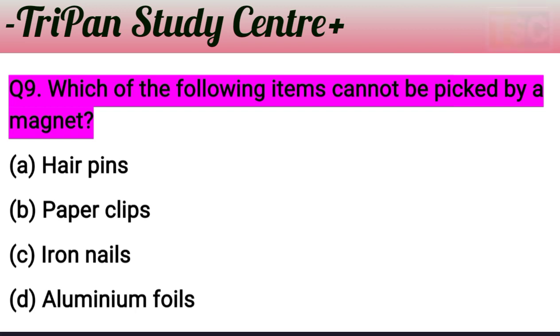The item that cannot be picked up by the magnet. Hairpin, there is a magnet, it is picked up here. It means option A is incorrect, because the examiner asks which item cannot be picked up.